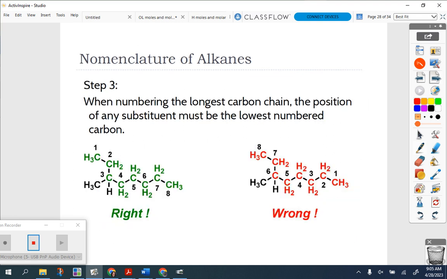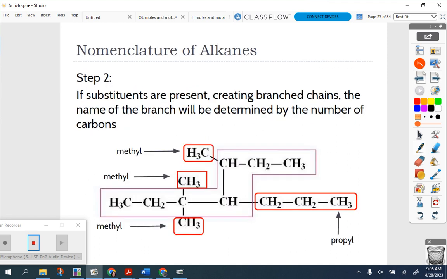So what I have to do is number the longest carbon chain so that my branches are as low numbers as possible. Did I put that here? No. Let's number this. I can start numbering from this end, or I can start numbering from this end. It does matter, because the number of the carbon is going to tell me where the branches are. And I want those numbers to be as low as possible. Yes? That's right.